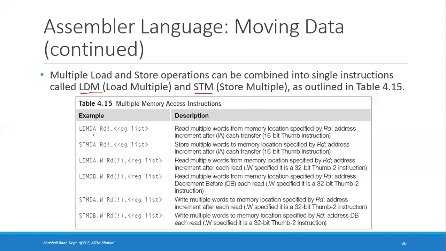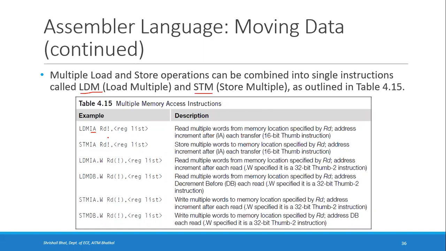Suppose you want to increment the address after each transfer, you need to use IA. Suppose you want to decrement the address before each transfer, you need to use DB. So if you use LDM IA RD with the exclamation mark, then the list of registers, this will read multiple words from the memory location specified by RD. The address will be incremented after each transfer; IA stands for increment after.